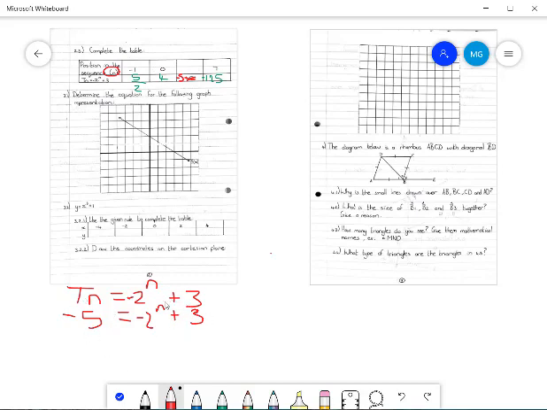Okay, so first things first, for me to get n alone, I need to take everything else over. So first thing I'm going to take over is the plus 3. It becomes minus 3 on this side. So it's negative 5 minus 3. And then this stays the same. So minus 5 minus 3 gives you minus 8.